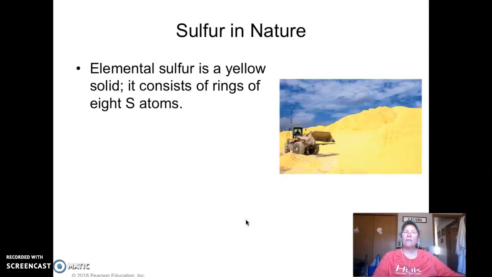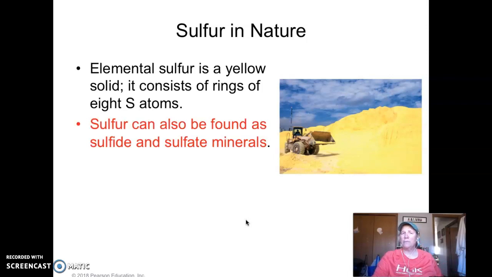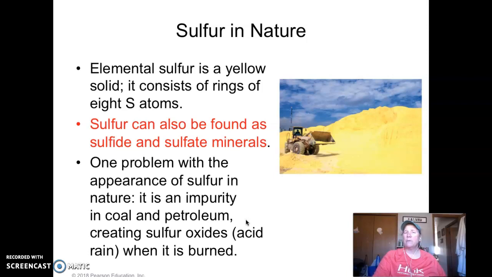Okay. Sulfur, the elemental form of sulfur is yellow. It's a solid. It consists of rings of 8. So actually, when you're looking at elemental sulfur, it's S8. Okay. It can be found in many minerals. You have sulfide, sulfate, sulfite. There's all kinds.